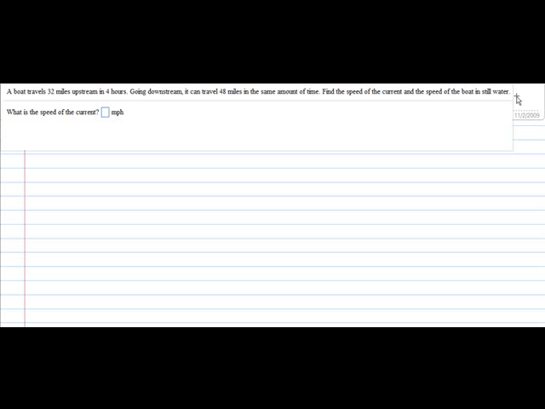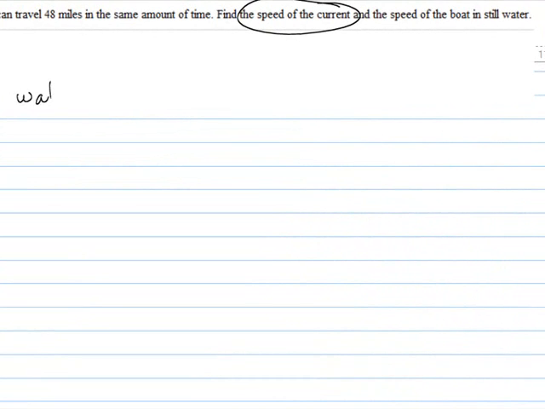Okay, so what I'm going to do is let x equal the speed of the current, because that's one of the questions right here. The speed of the current. And y be the speed of the boat in still water. The speed of the boat in still water.